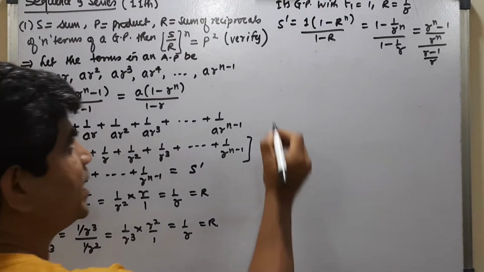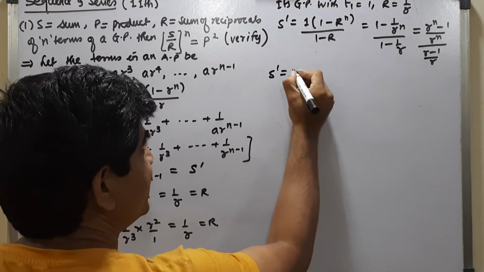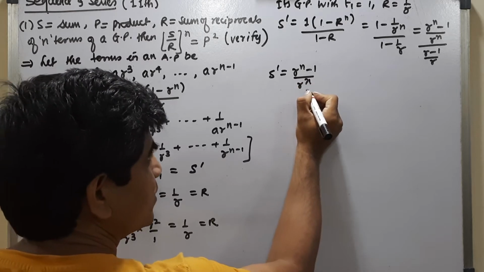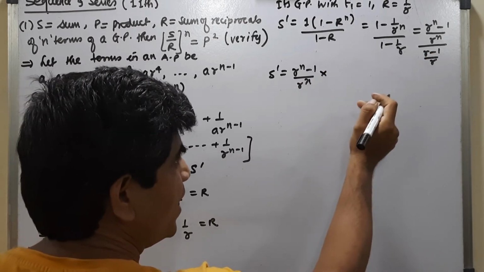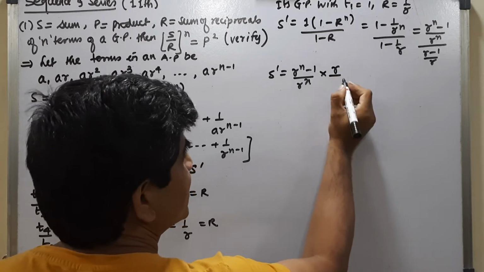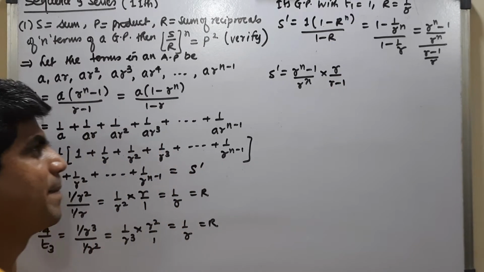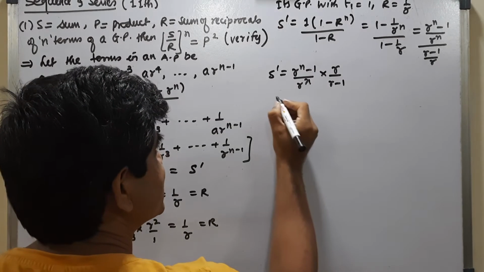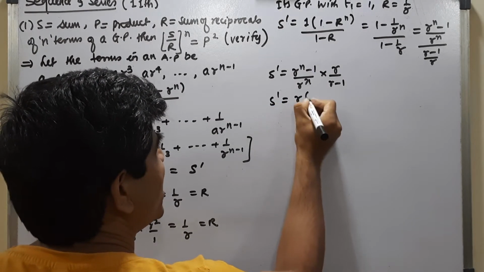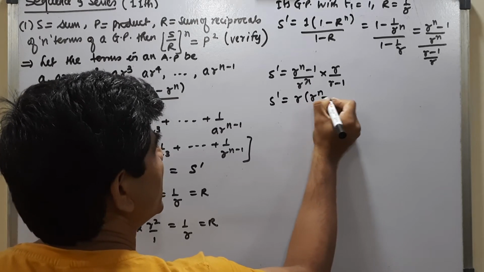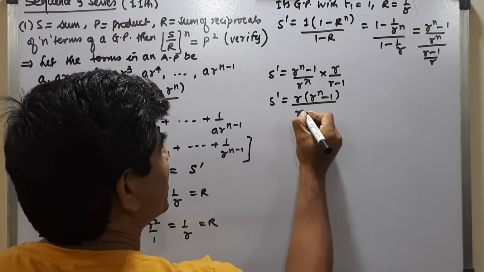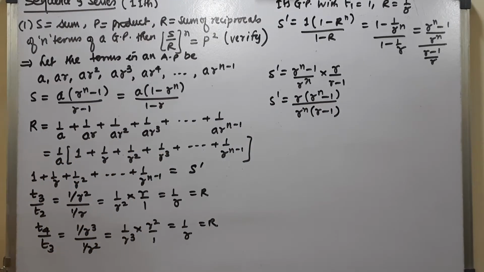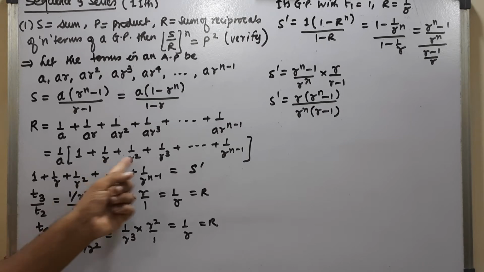So S dash will be r raised to n minus 1 upon r raised to n into, this will be divided, na? So r comes here and this is r minus 1. Okay. So in short, you get S dash is equal to r into r raised to n minus 1 upon r raised to n, which you can solve further, but right now let it be as it is. This is your S dash, means only this value.